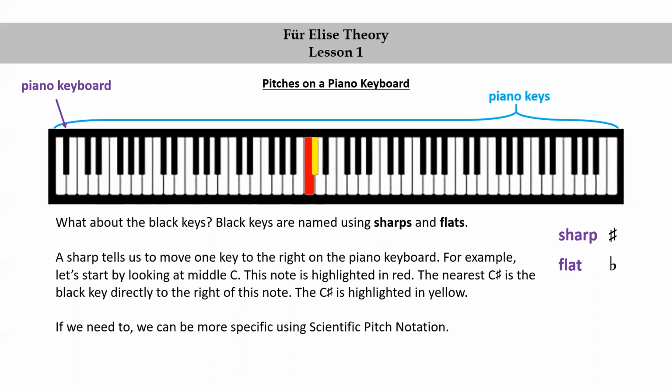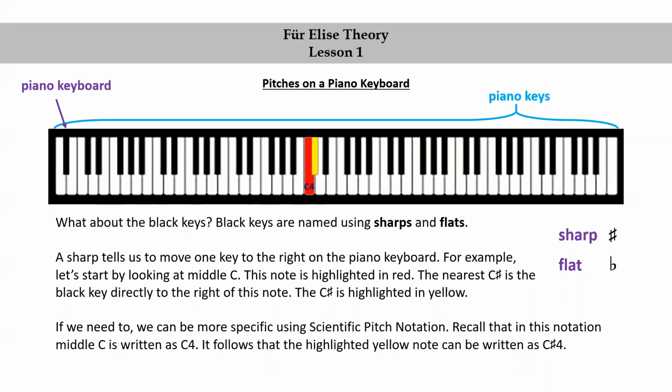If we need to, we can be more specific using scientific pitch notation. Recall that in this notation, middle C is written as C4. It follows that the highlighted yellow note can be written as C sharp 4.